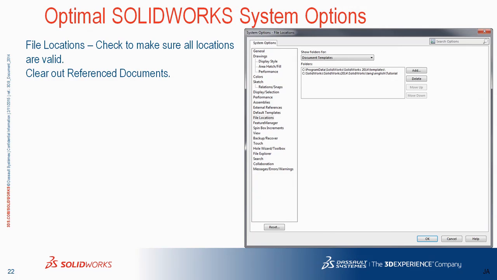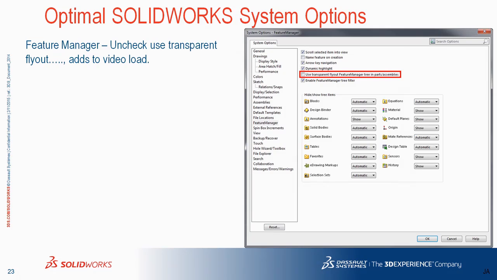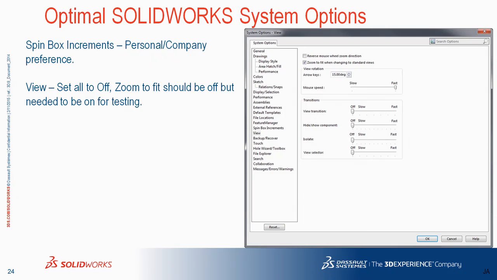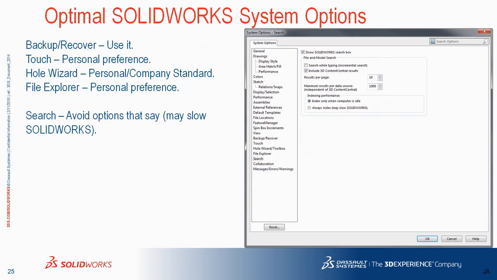File locations. How many of these do you have? I got a bunch, apparently. File locations. We want to check and make sure all locations are valid once again. Clear out reference documents. We talked about that fairly well already. Feature manager, uncheck the use transparent file. Adds to the video load. Plus, it's just harder to see at that point in time for me. Once again, spin box increments. Those, I think, are a personal or company preference. For all your view options, I set those to off. Zoom to fit should be off, but we needed it for testing, so we left that one on.